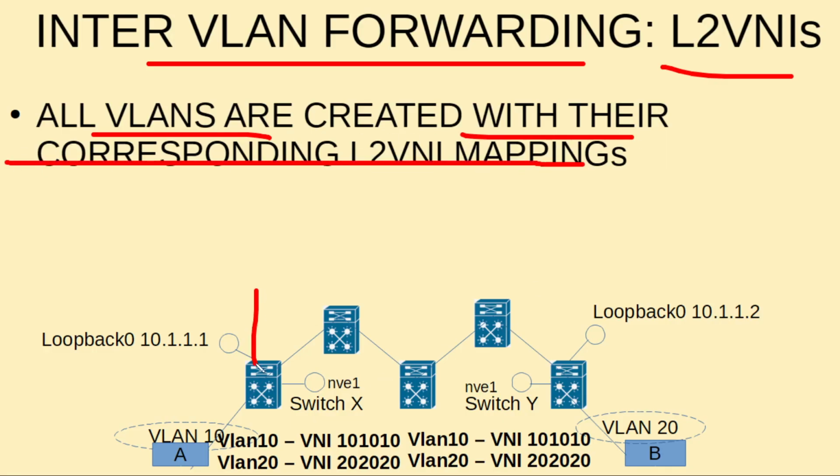So at this VTEP we are going to create VLAN 10 and 20. At this VTEP we are going to create VLAN 10 and 20, and we are going to map them to their corresponding layer 2 VNIs. We are going to use the same mappings at both devices.